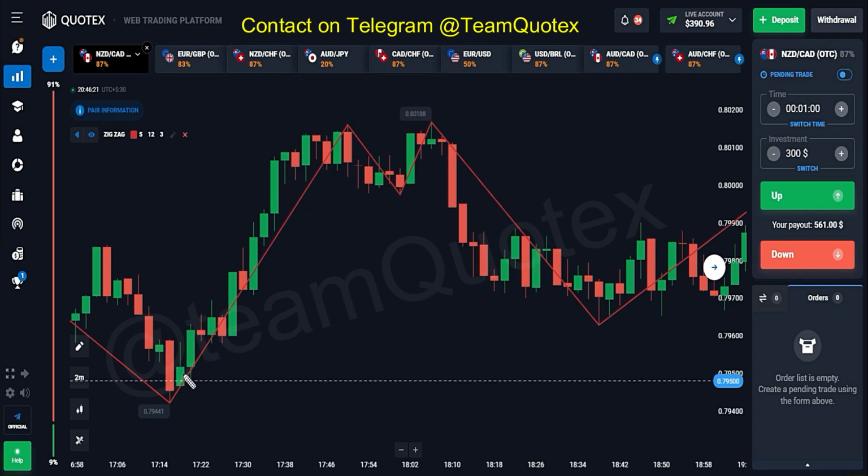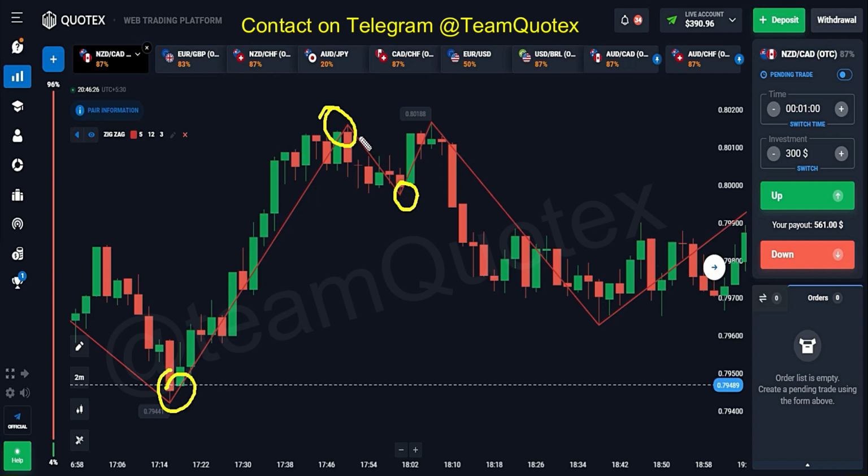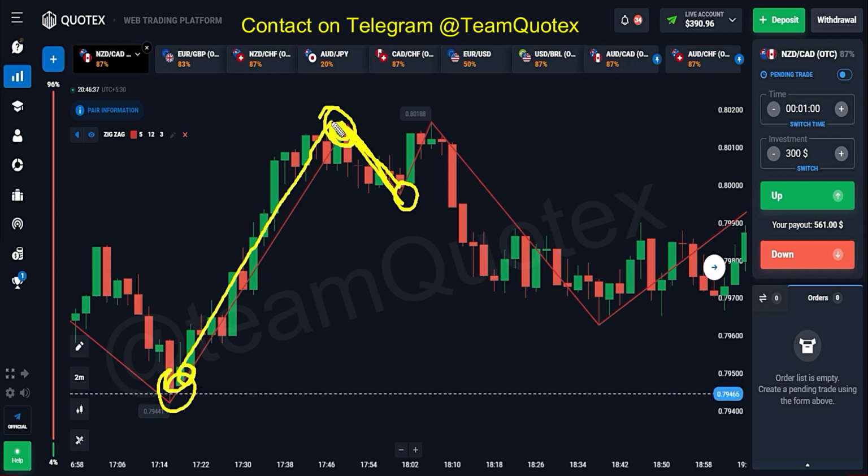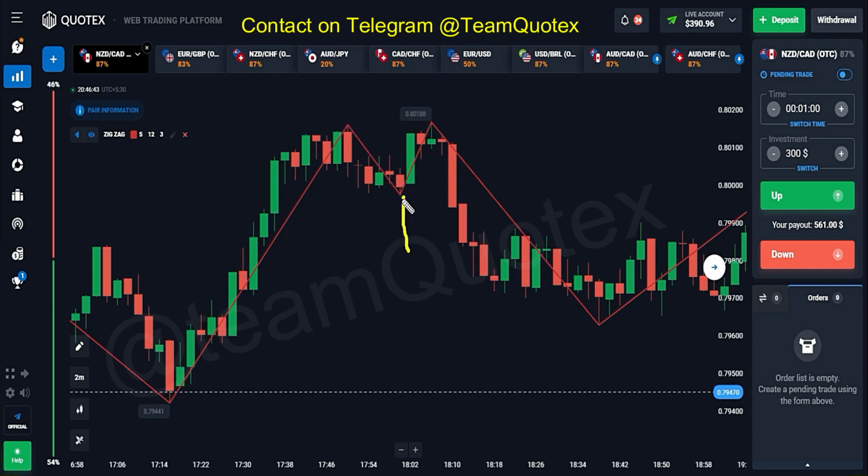So now I can see this is the low point, this is the high point, and this is a low point. With the help of zigzag I am able to see this is a small fluctuation of price. The market was in an uptrend, like from here to here was an uptrend, and a little fall in the market I can see with the help of this red line. This is the zigzag line. So now I think you are understanding what zigzag is and how it forms on the chart.